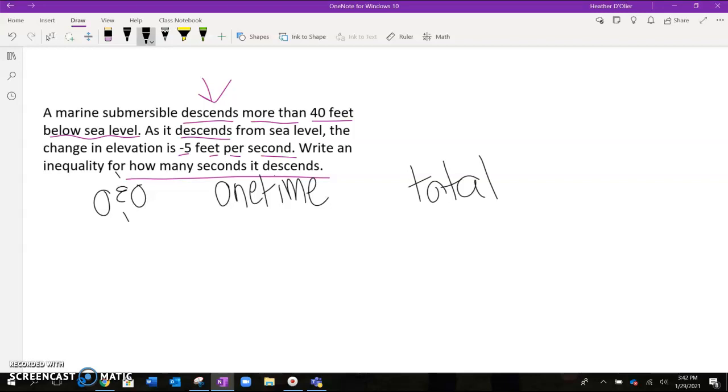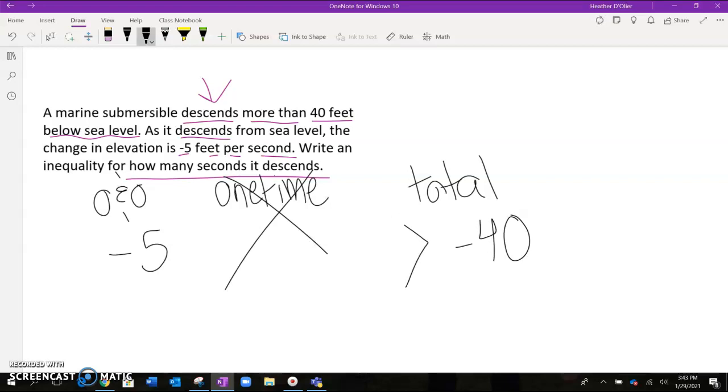Because 40 is the goal. And then the -5 feet, they're going down 5 feet, 1 second, down 5 feet, 2 seconds, 3. That sounds like over and over to me. So they're going down 5 feet. And if that's the case, the 40 should be the total. I don't have a 1 time. Or I could think about my 1 time as being 0, but that's not necessary. So I'm just going to cross it out. So then my total is 40, but not just 40, -40. And they want to go down more than that.